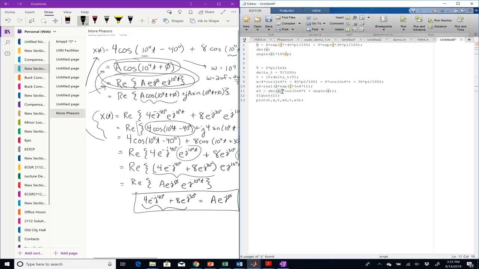What I'm doing is I'm saying abs of z times the cosine function, same frequency, and then I say plus the angle of z. Now here I don't have any kind of unit conversion because the angle function is naturally going to output in radians. Then I put all three of these in a figure. So I do x, which is the original expression, x2, which is the real part of the phasor times e to the j omega t. And then I plot x3, which is the magnitude of the phasor times cosine omega t plus whatever the phi, whatever the angle is. So I plot all three of those together.